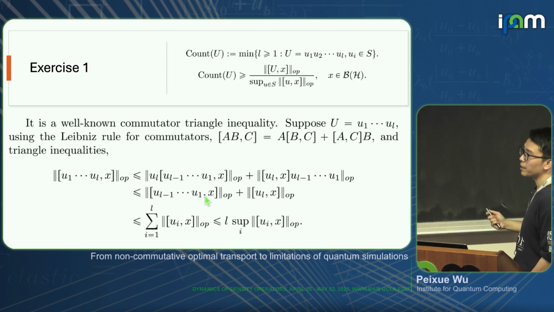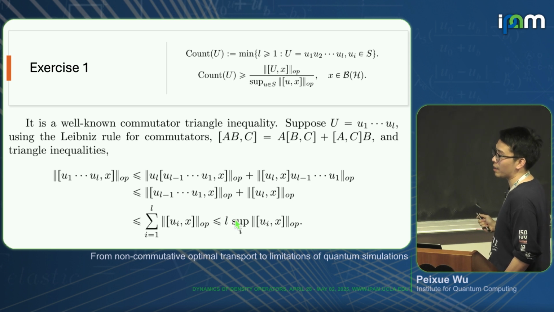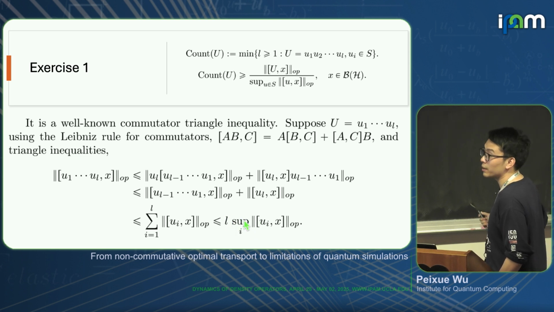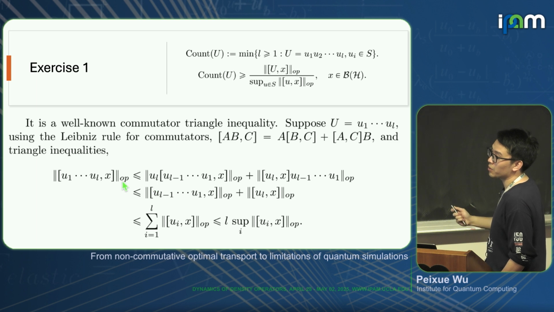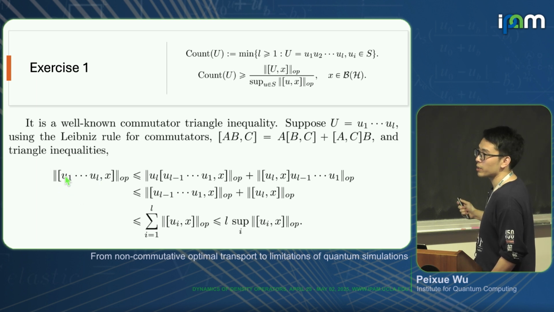And then you iterate L times. This is upper bounded by L times the so-called Lipschitz norm. And here, this is also a Lipschitz form, right? This is a Lipschitz commutator, but you take the operator norm. So one remark is that you don't really need to choose the operator norm. You can choose some other unitary invariant norms.